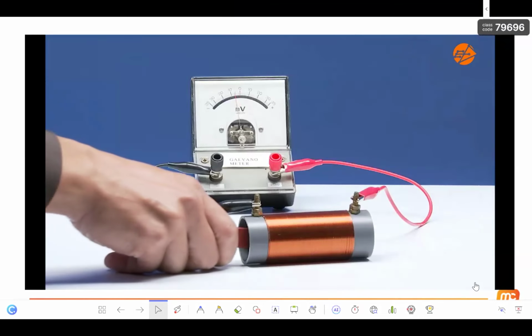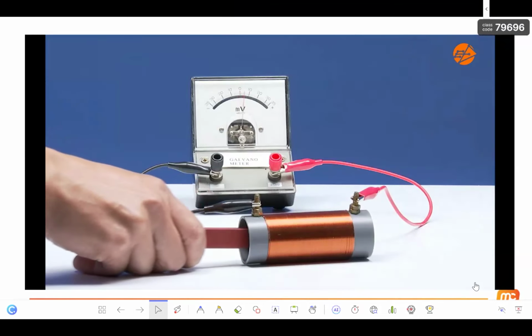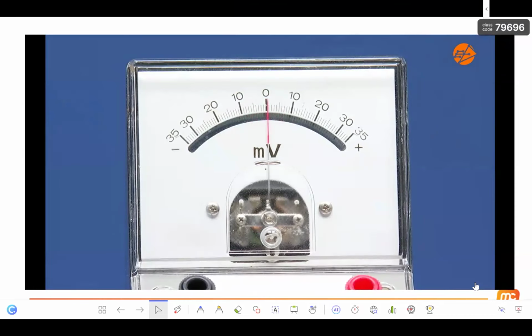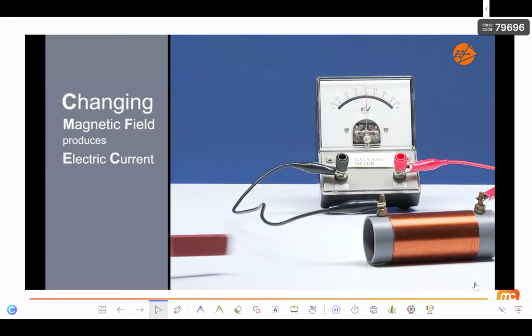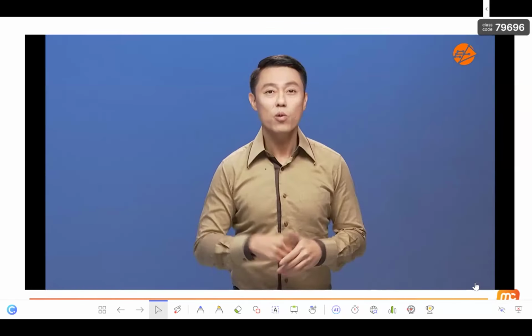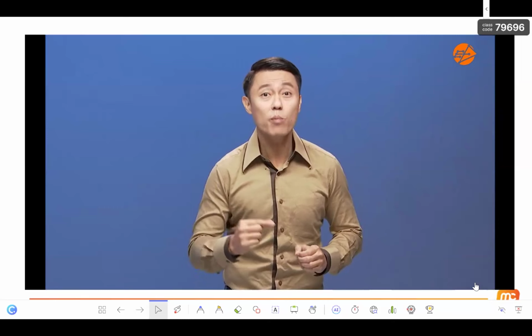On the contrary, when I move a bar magnet inside the solenoid, the galvanometer indicates the presence of an electric current. This means that the changing of magnetic fields produces an electric current.